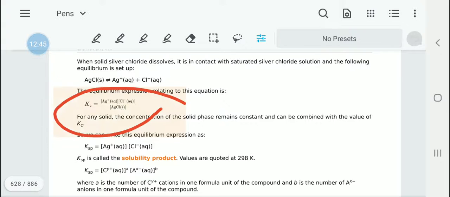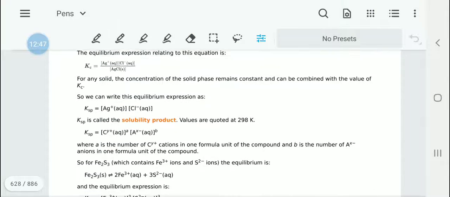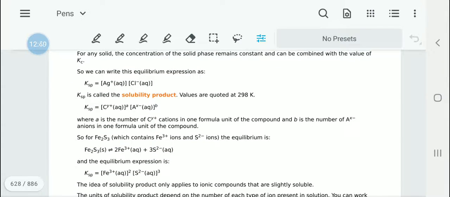Put a star and write down, for any solid, the concentration of the solid phase remains constant, and this combined with the value of Kc, we can write an equilibrium expression for solubility product Ksp. Then write down, Ksp is equal to Ag+ aqueous concentration times Cl- aqueous concentration at 298 Kelvin.